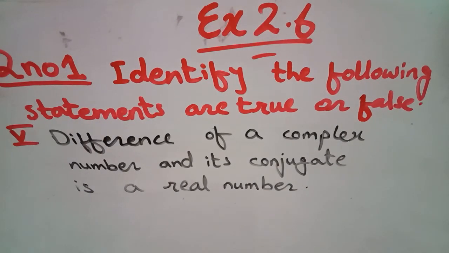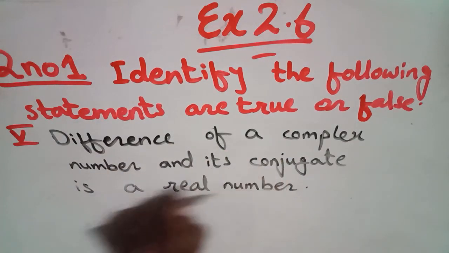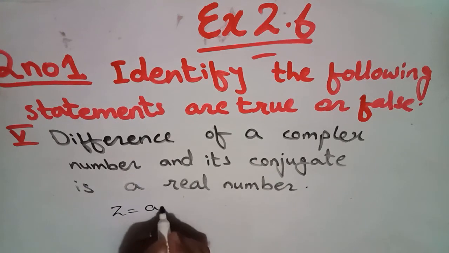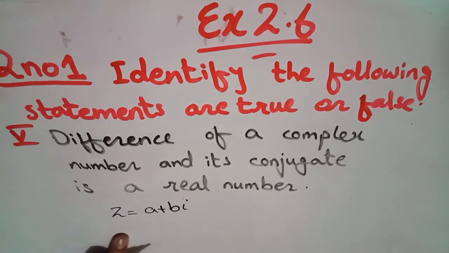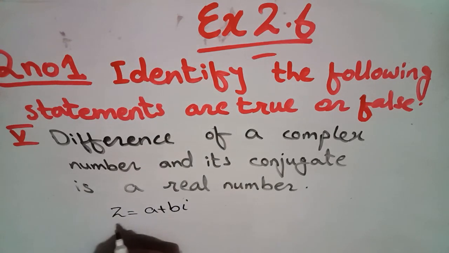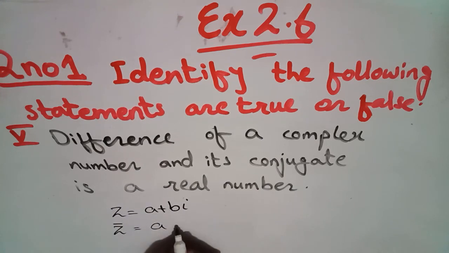In the next statement, the fifth statement, the difference of a complex number and its conjugate is a real number. It means the difference of a complex number and its conjugate. First of all, you will let a complex number, as given in the statement, z is equal to a plus b iota. It is the complex number that is given in the statement. Okay, now you can take the conjugate of this number. By taking the conjugate, we put a bar on it, z bar is equal to a, and by changing the sign of the complex number, minus b iota.